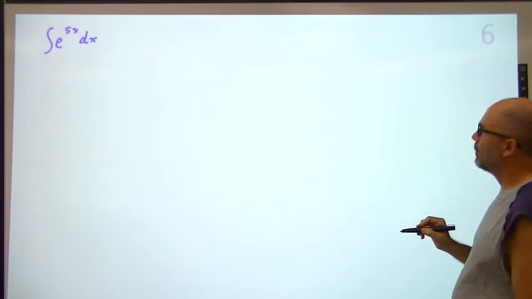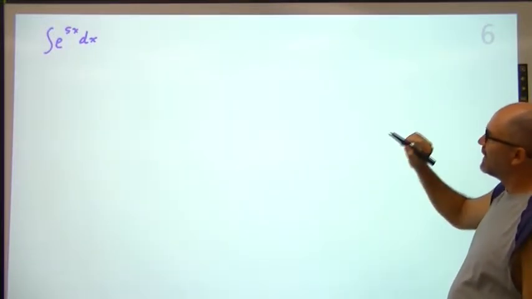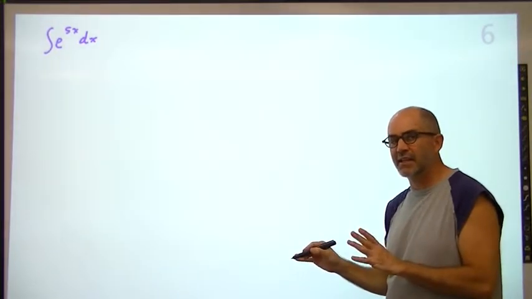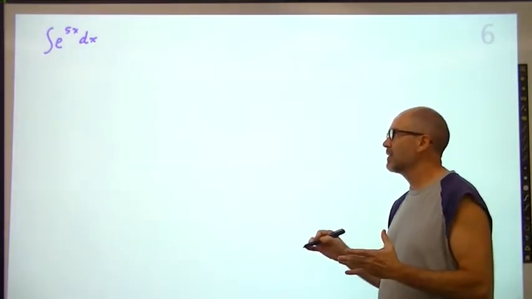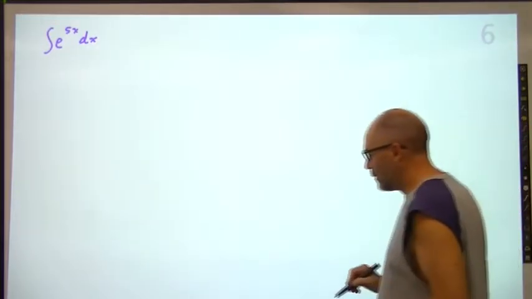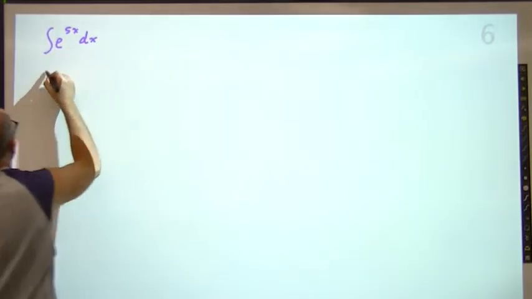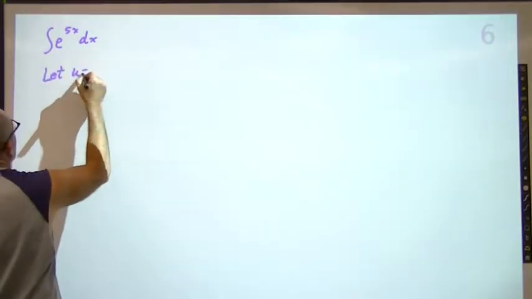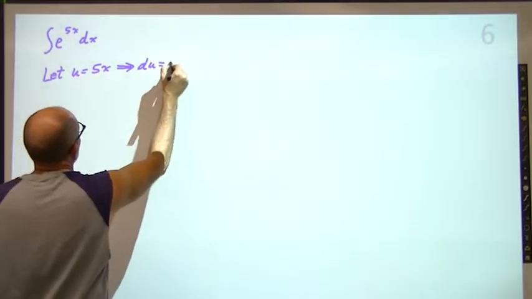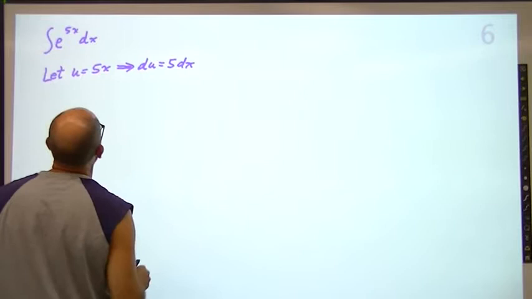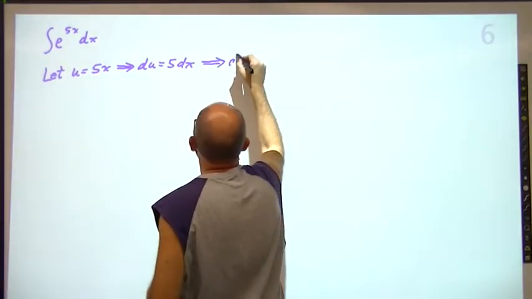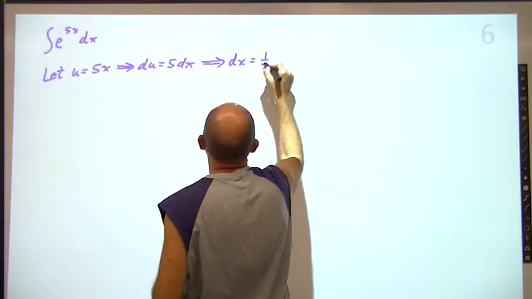Now, this next example, we've got e to the 5x. Now, we know the integral of e to the x is e to the x. But e to the 5x, we need substitution. So let u equal 5x. That means du equals 5 dx. Now, I'm looking for a substitution for dx, so dx is going to equal 1/5 du.